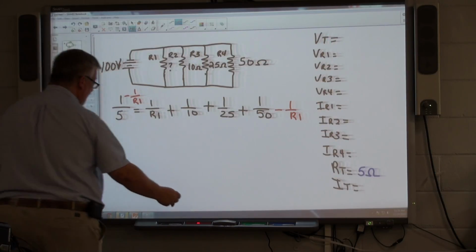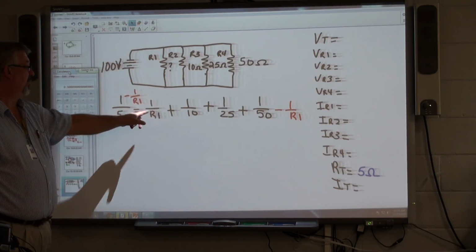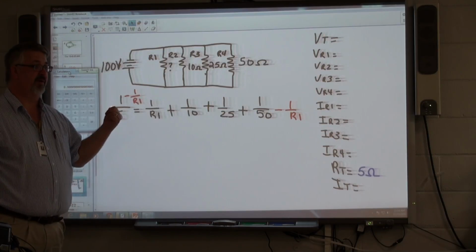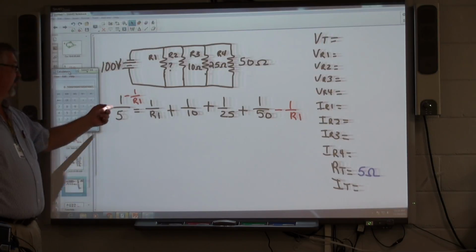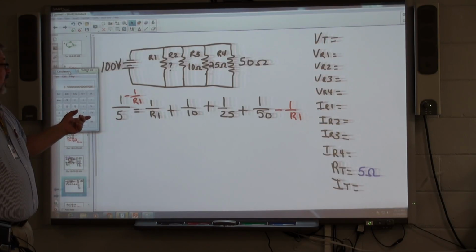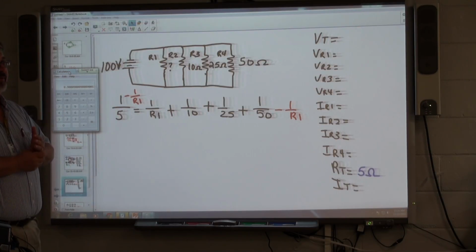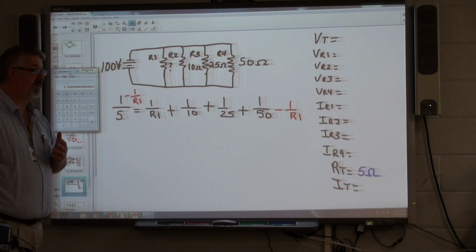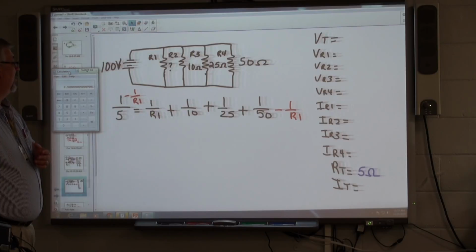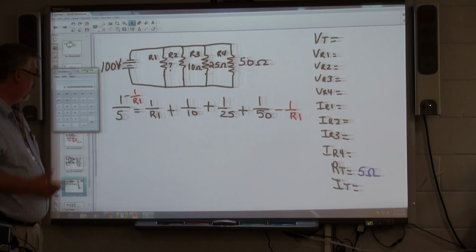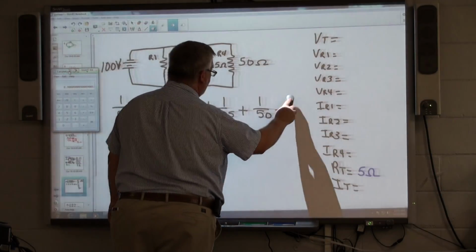I gotta subtract it to get it over here. 1 over R1 minus 1 over R1. Is that right? You have to move it to the other side, so you have to add it to the other side. Do the opposite to the other side. Find the common denominator against those three. All you gotta do is find the common denominator between those three and then subtract it from the 1/5. All right, where we were going would work, he's absolutely right.